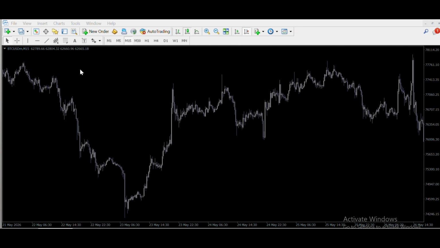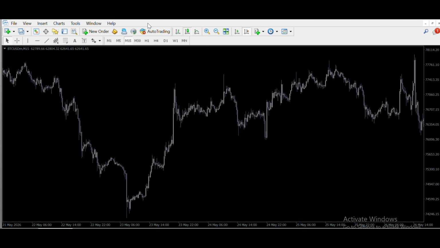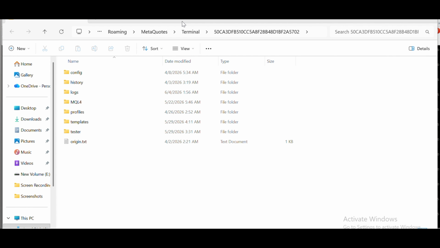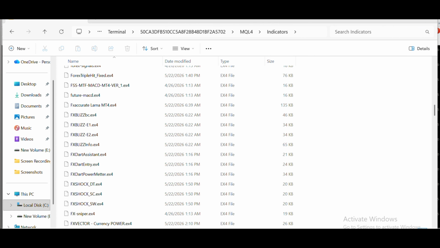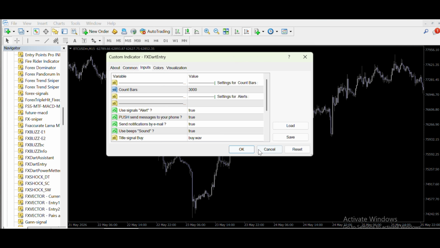The first step is to install the indicator on your chart. When you download the indicator from the link I will provide, just open the file here, then open the data folder from here, then press MQL4 and open the indicators folder, then paste it here. When you do everything correctly as I showed you, then you should see the indicator from here. Then you just have to drag it onto your preferred chart.